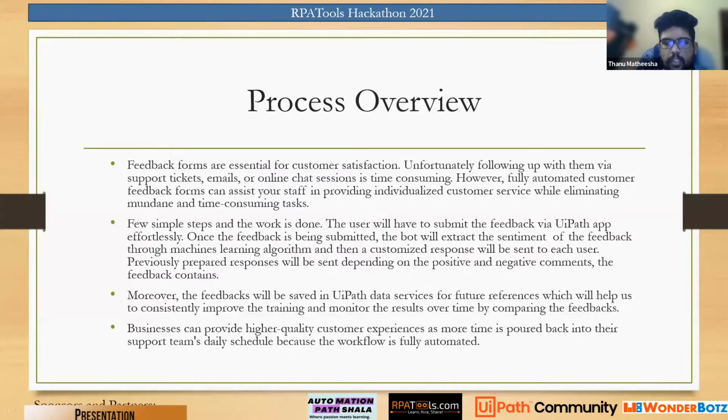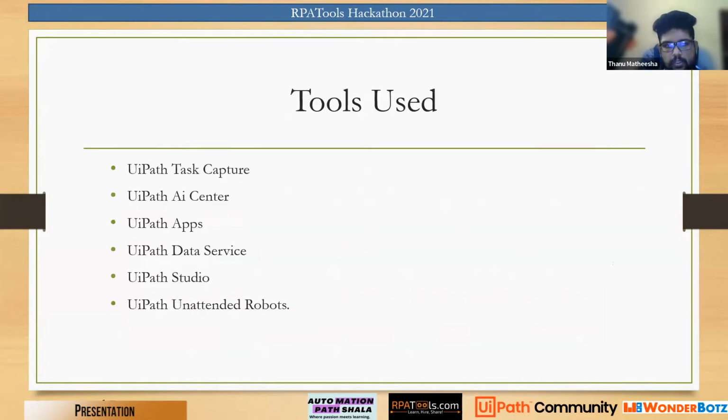Right. So I hope I have given a brief description of the process. Once they provide the feedback, I have automated the end-to-end process. As a consultant, I know the process design document is very important for developers, so I have created the PDF document using UiPath Task Capture. I have embedded the machine learning part here, and for that I have used UiPath AI Center to get the input.